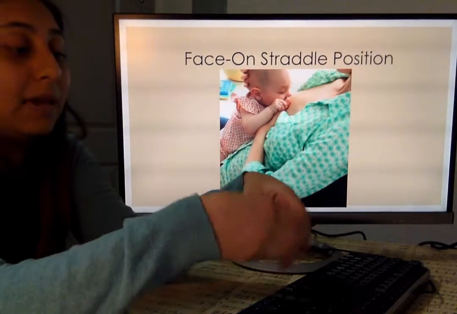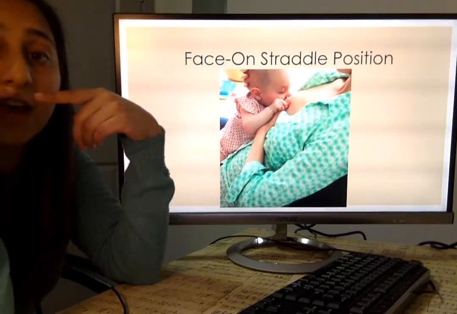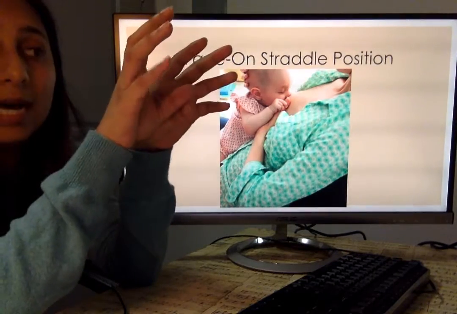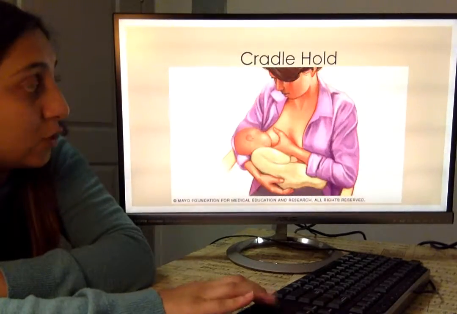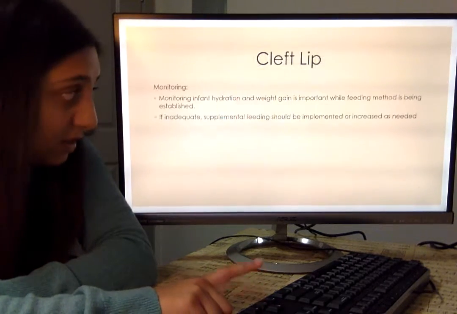So we're going to aim the nipple to the top of the infant's mouth, and we're going to close off the cleft. This one is especially good, the face-on, for a double cleft. Depending on what side the cleft is on, these two can be modified to close it appropriately and well.